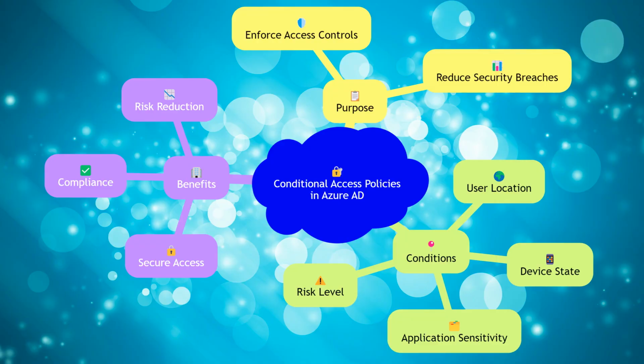Conditional access policies in Azure AD allow administrators to enforce access controls based on specific conditions. These conditions can include user location, device state, application sensitivity, and risk level. By implementing conditional access policies, organizations can ensure that access to resources is granted only under secure and compliant conditions, thereby reducing the risk of security breaches.